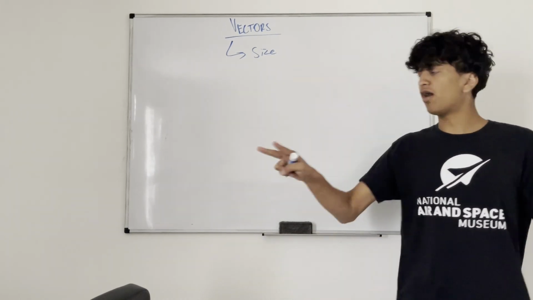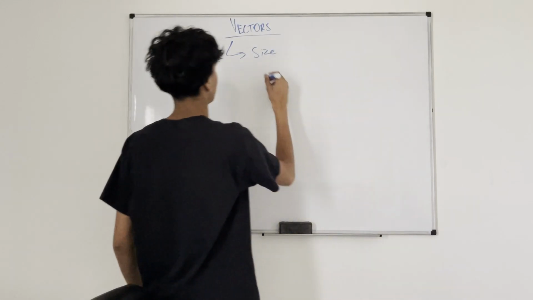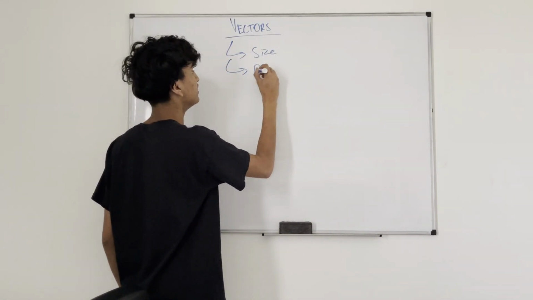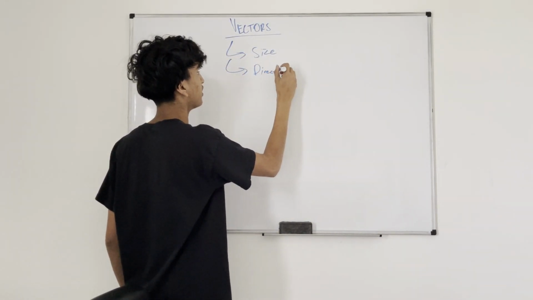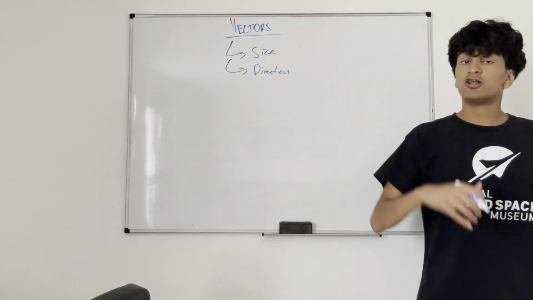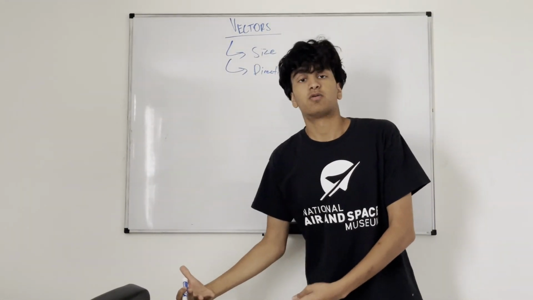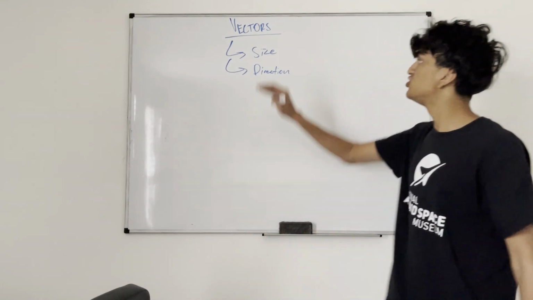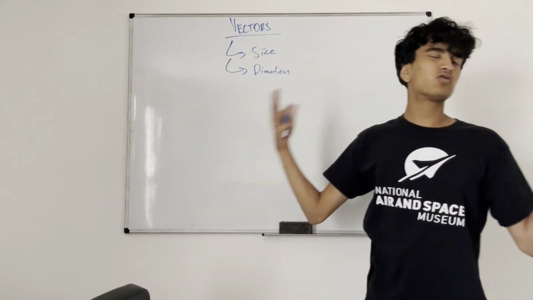The second part of a vector is that direction. So they also need some sort of direction. And that's why speed is not a vector. Speed is a scalar, right? So a scalar is something that just has size. Don't get too caught up with the vocabulary.